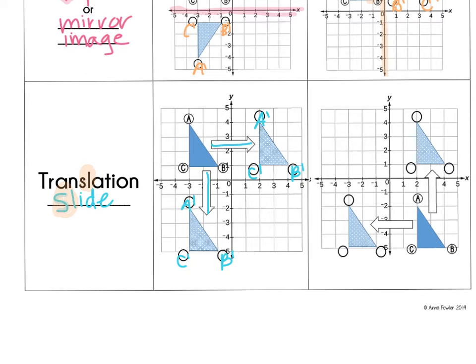When you are looking at translations, it's going to slide down however many units, or slide right, or it could slide up like it is over here. A prime, C prime, and B prime. Or it could slide left however many units. A prime, B prime, and then C prime.